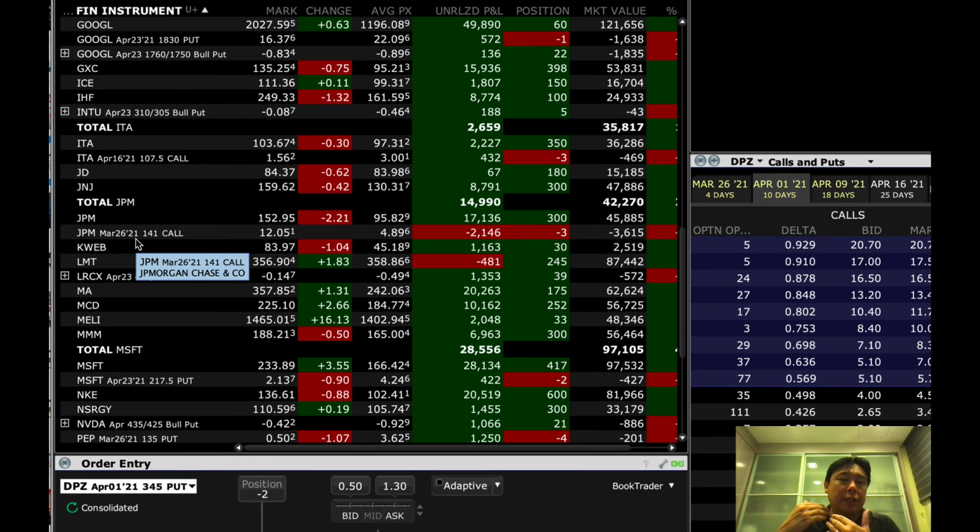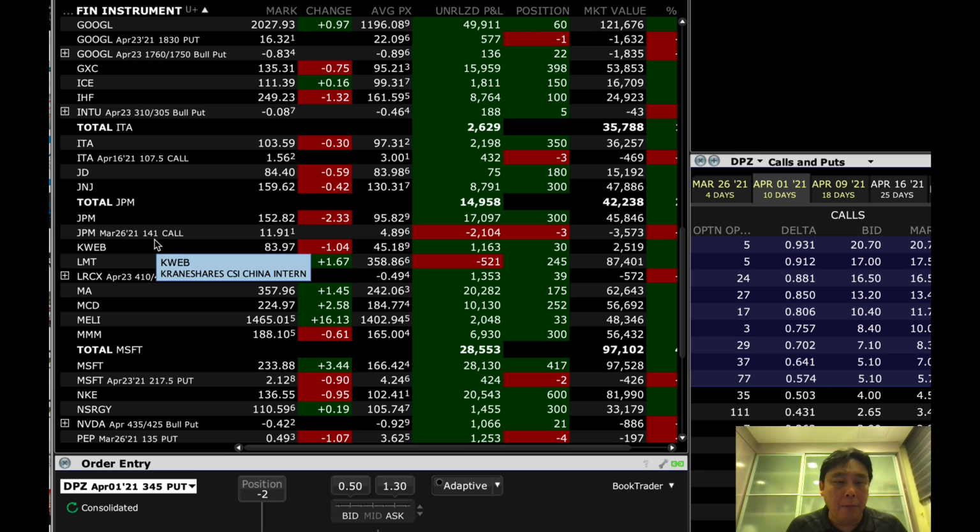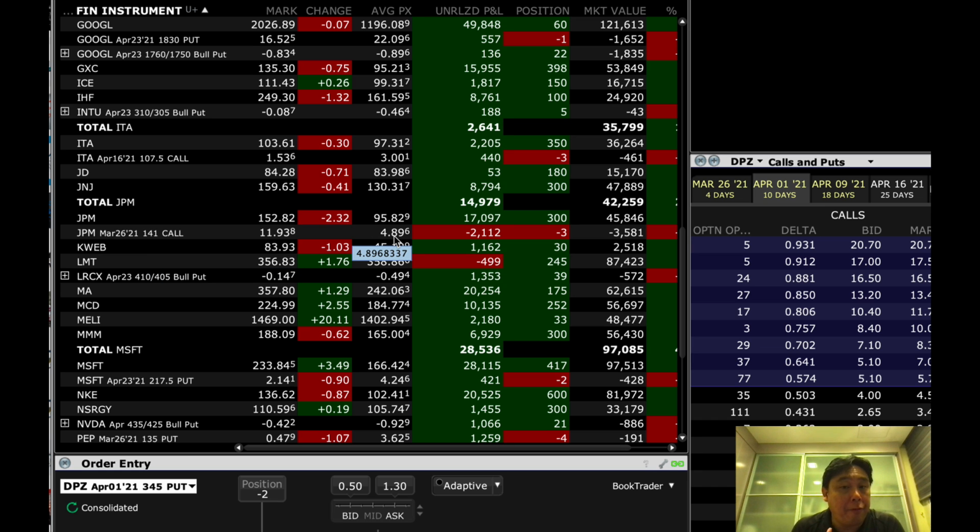So basically, when you sell a covered call, we call this a covered call, right? I sell a covered call at the 141 strike price. What that means is that if JP Morgan stays above 141 by the 26th of March, I'm obligated to sell my shares at 141. But I collect 489 in premium upfront.